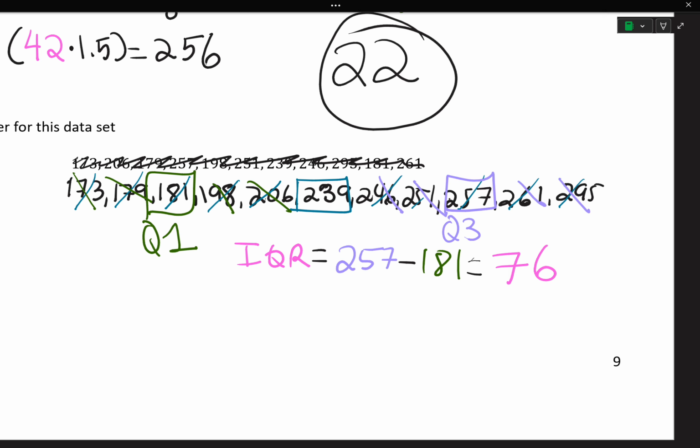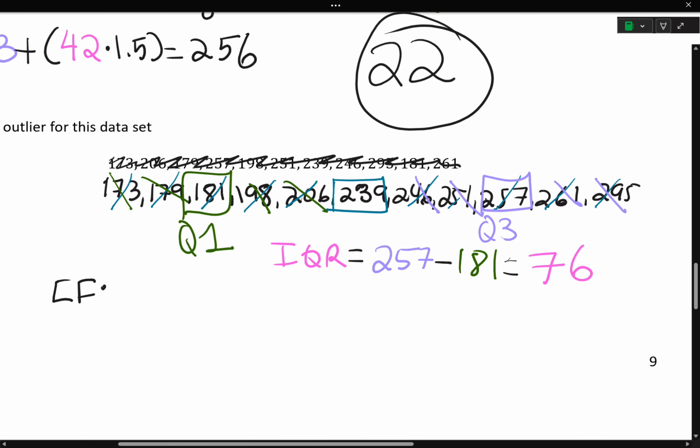upper or lower fence. Now this data set was a little harder to see if there's an outlier and which one it is. So if you think it's 173, we'll prove it or disprove it with the lower fence. When I looked at this data, my guess was that there's going to be an upper fence and that 295 is going to be the outlier. So let's see if I was right.